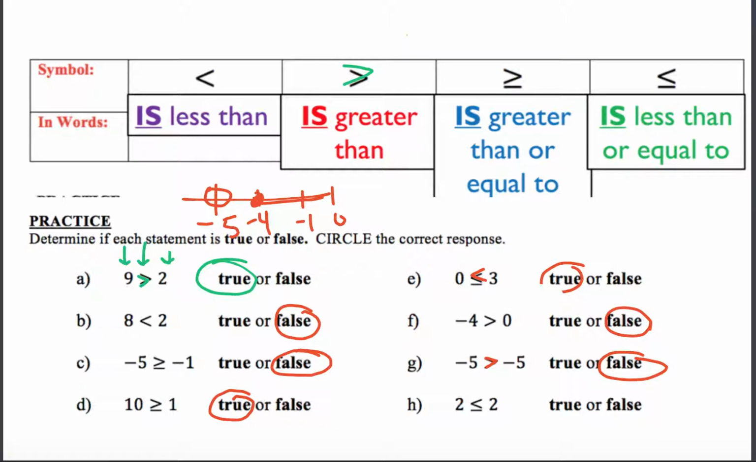In H, it says 2 is less than or equal to 2. Now the important thing is that "or equal to" here, because this is indeed true. Because it had the "or equal to" in the symbol, since 2 is equal to 2, this part is true. Certainly 2 is not less than 2, but it said "or equal to," so this is true.